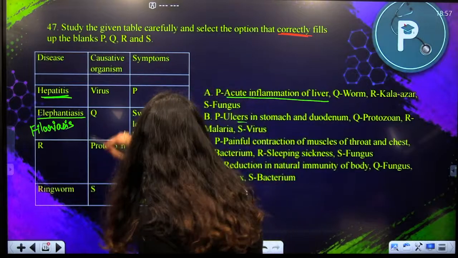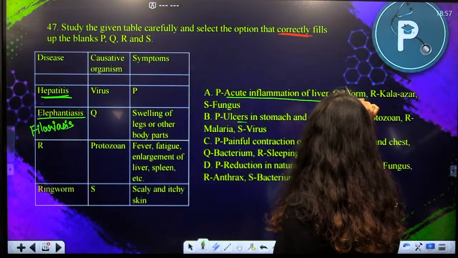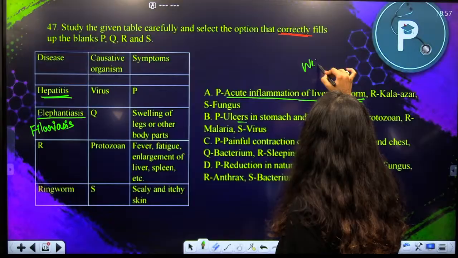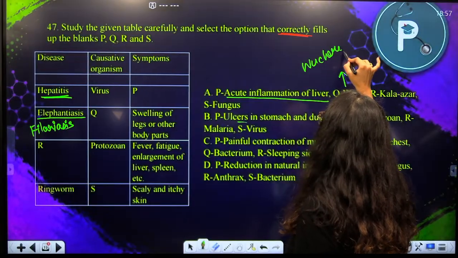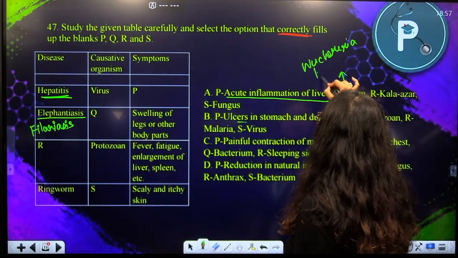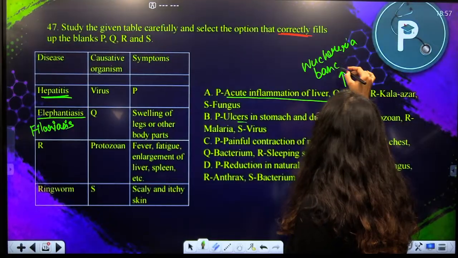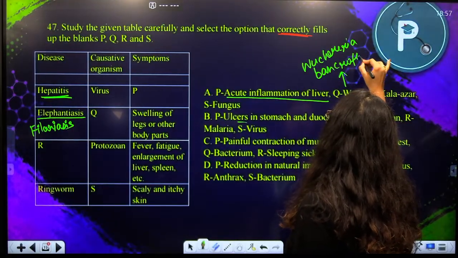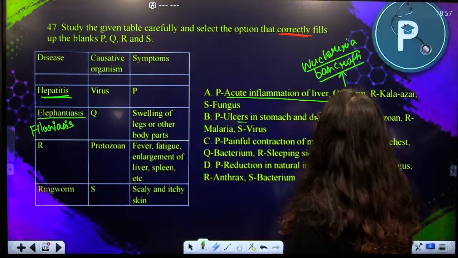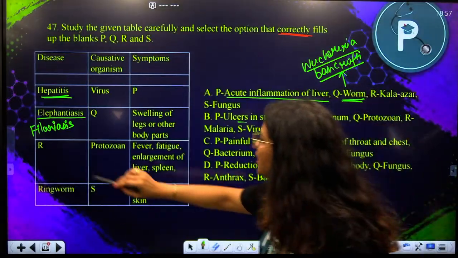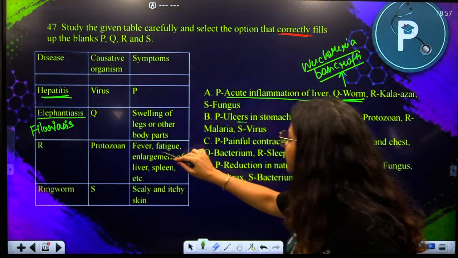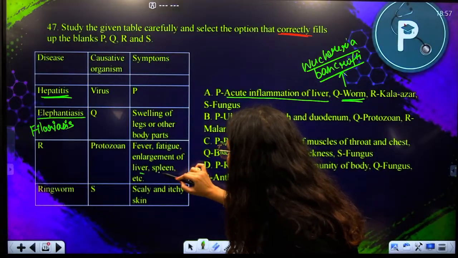Okay, so this Q would be a worm. Yes, this worm I'm talking about is Wuchereria bancrofti. It's an aschelminth, a worm. Bancrofti is a scientific name, so I would underline it. Then they are saying R, protozoan, fever, fatigue, enlargement of liver, spleen, etc.